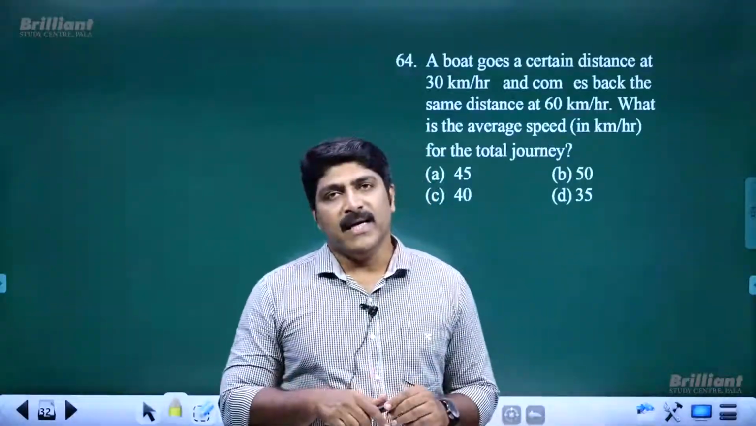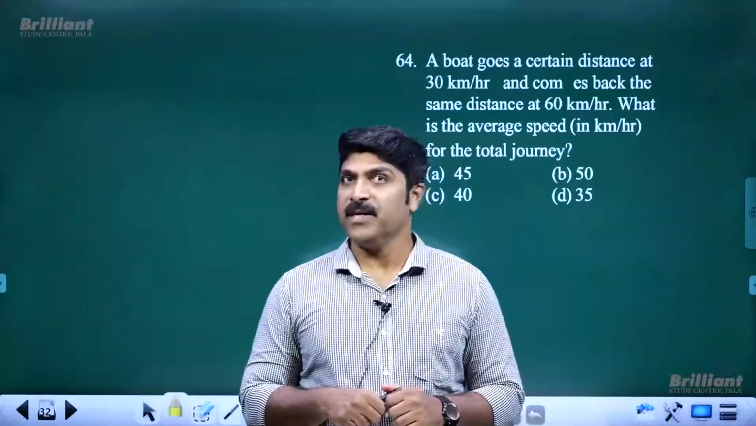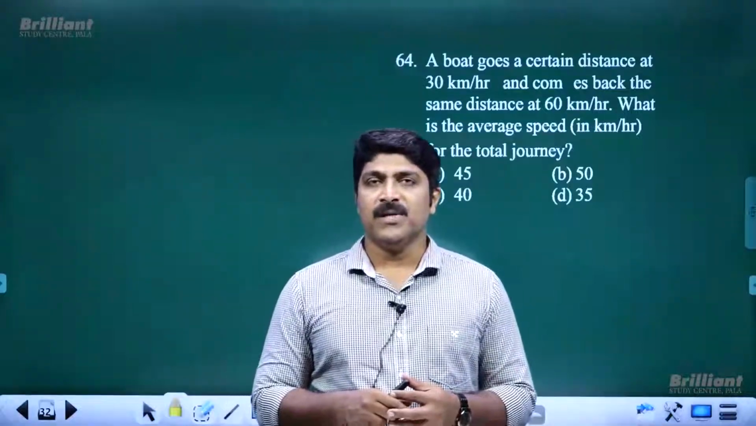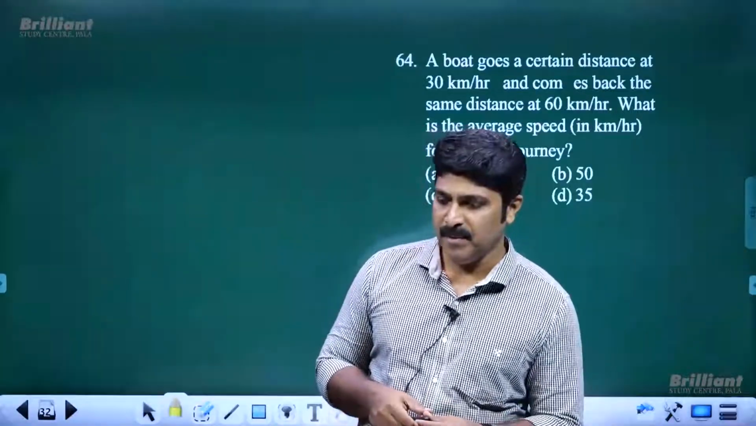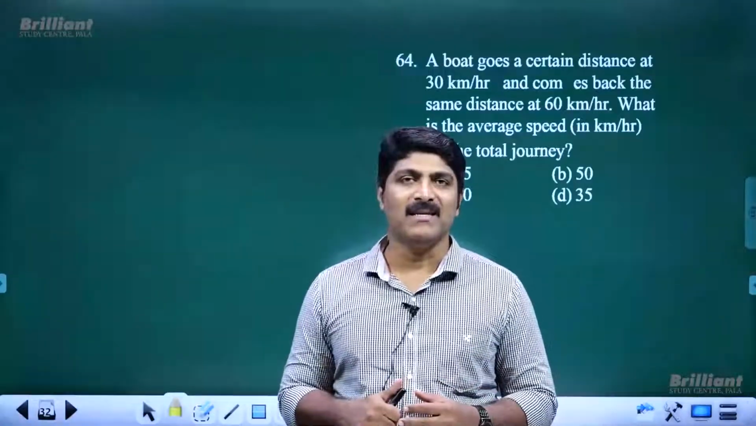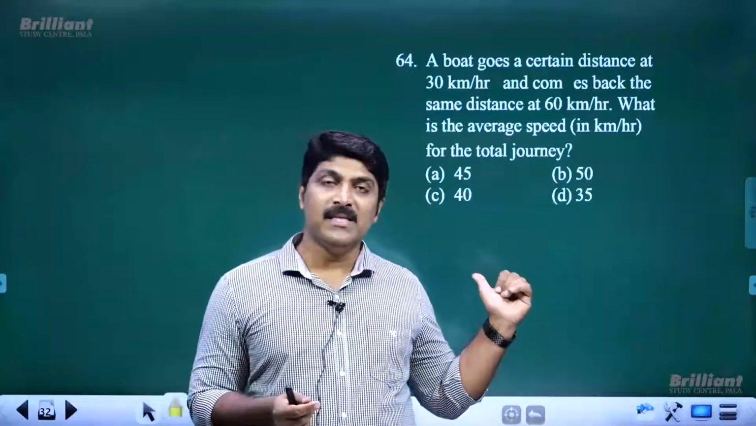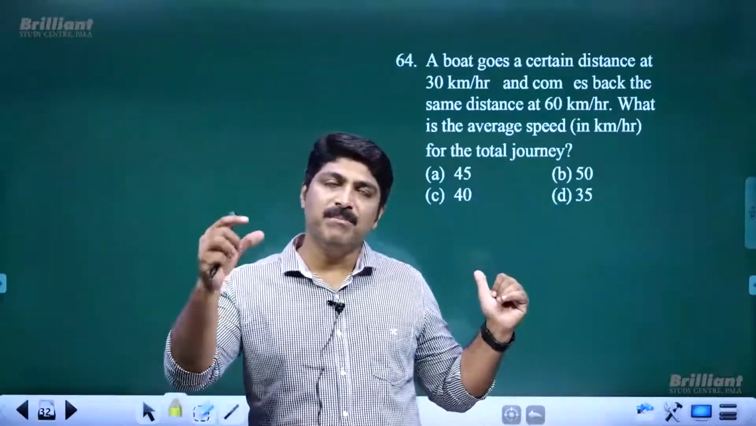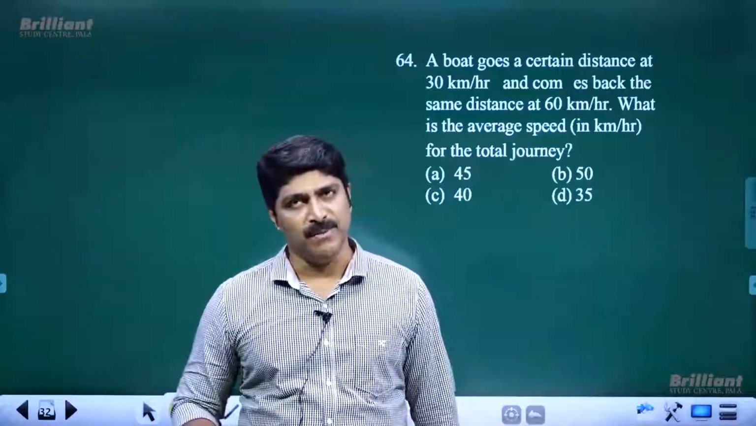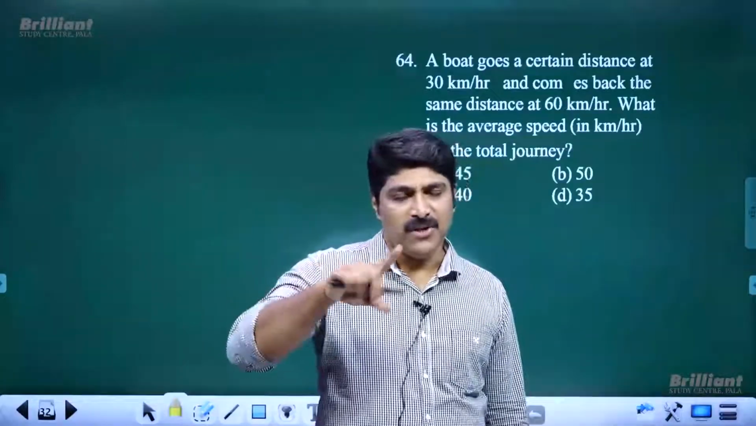Usually whenever we read the term boat, immediately it will reflect that the topic is boats and streams. And some students are actually afraid of the topic. They may misinterpret that it contains lots of complicated concepts and results. It's not like that. It's a very simple topic. Even though this question uses the term boat, it doesn't have any direct connection with the topic boats and streams. It's simply the concept of average in a to and fro journey.